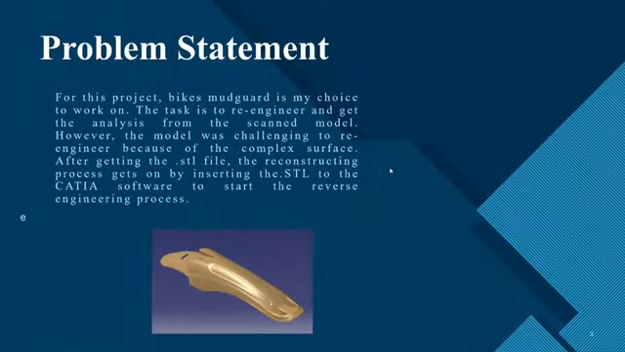For the problem statement of this project, my task is to re-engineer and do analysis from the scan model. However, the model was challenging to engineer because of the complex surface. After getting the .stl file, the reconstruction process continued by inserting the .stl into the CATIA software to start the reverse engineering process. As we see in this slide, I have inserted the picture of the .stl of my mudguard that had been scanned.